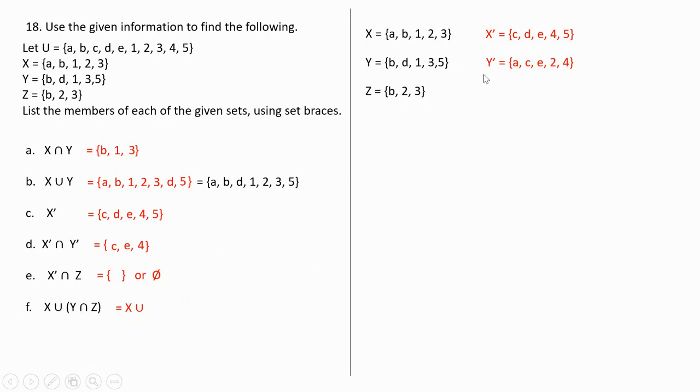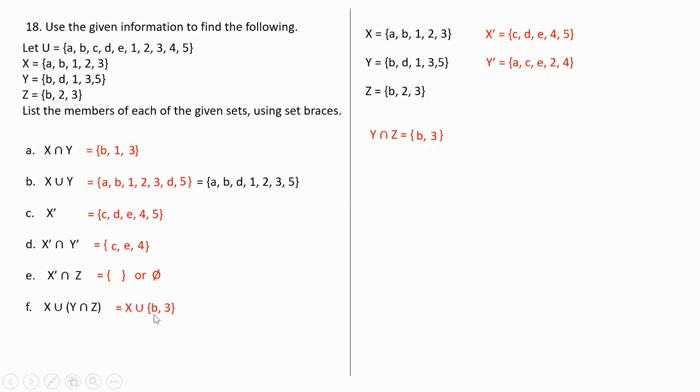So let's go over here to the right. What does Y and Z have in common? They have in common a B. Right, it's here on the right. They have in common a 3. So Y intersects Z will just be B and 3.